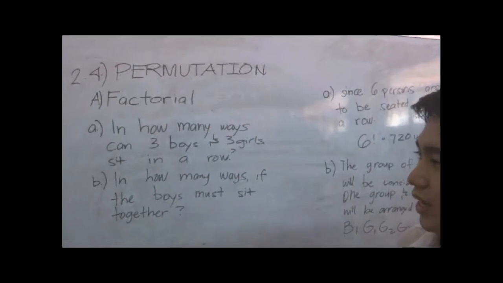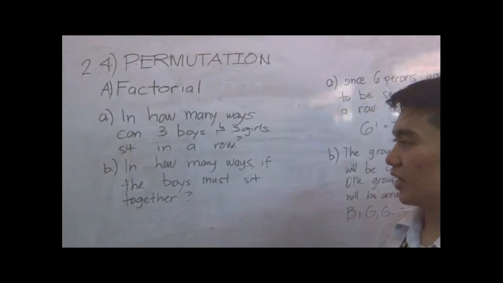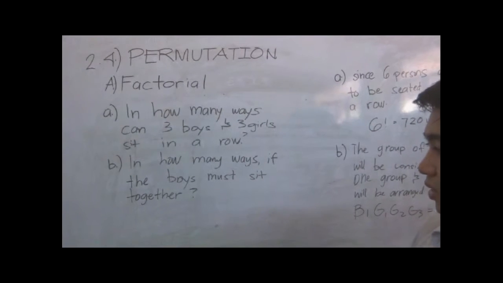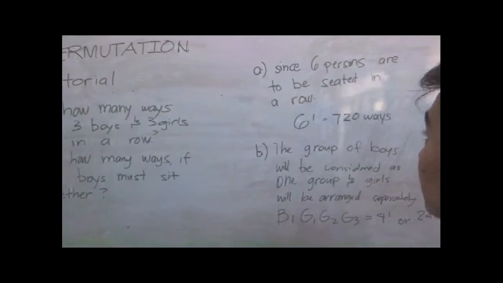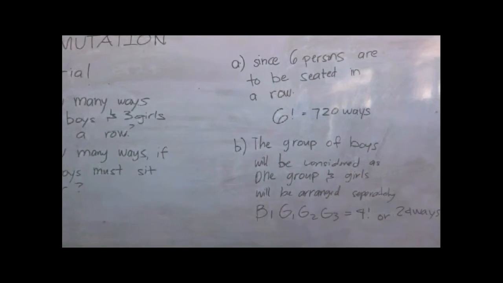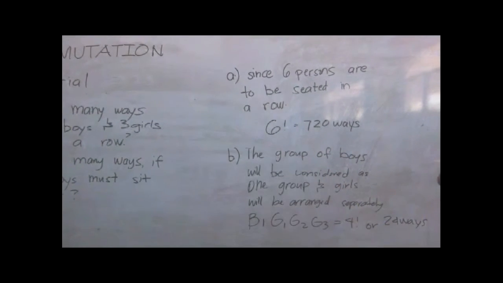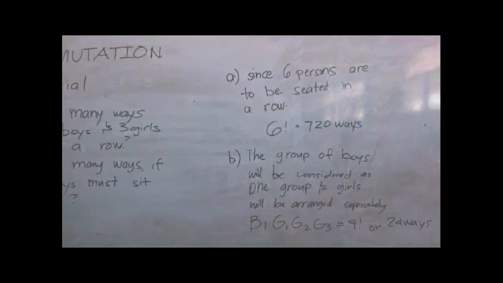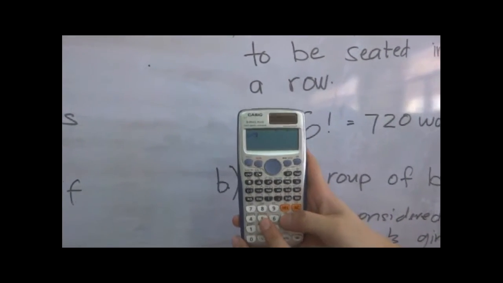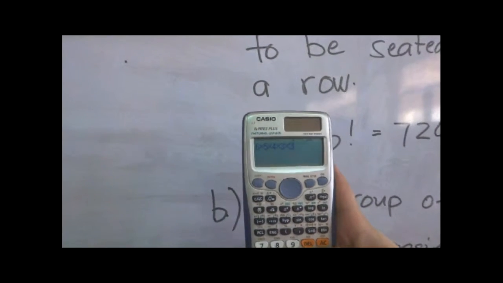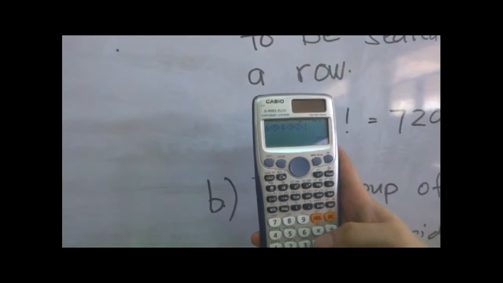Example for the factorial. In letter A, in how many ways can 3 boys and 3 girls sit in a row? In letter B, in how many ways if the boys must sit together? And the answer for letter A is, since we have 6 persons to be seated in a row, we only have 6 factorial. Or in a calculator, we only input 6 times 5 times 4 times 3 times 2 times 1, equal to 720 ways.